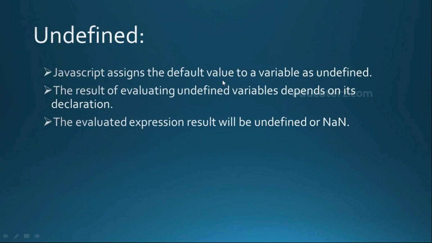JavaScript assigns the default value to a variable as undefined. Irrespective of the data type of the variable, when the variable is declared without any value, JavaScript will by default assign the value as undefined, which is also a data type. But the result of evaluating undefined variables depends on its declaration.